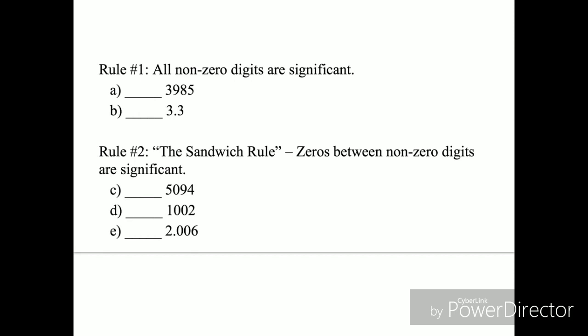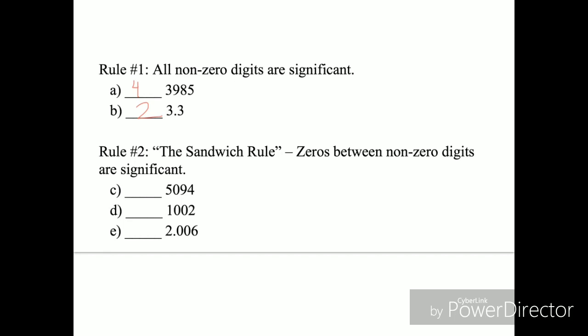So, when we follow Rule A, we can see the first value has 4 non-zero digits, so it has 4 significant digits. And the next value has 2.